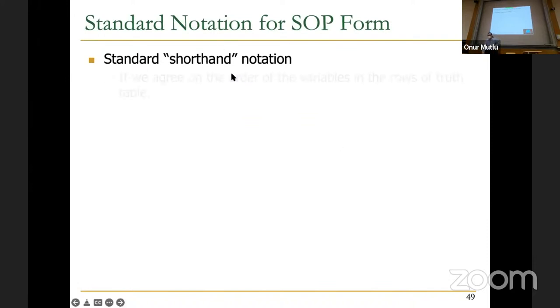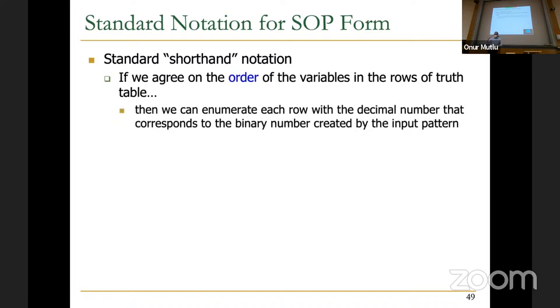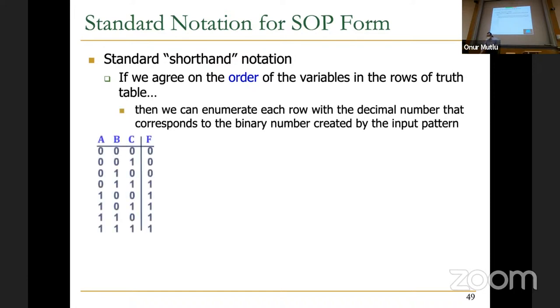Let's talk about standard notation, shorthand notation. If we agree on the order of the variables in the rows of the truth table, then we can enumerate each row with the decimal number that corresponds to the binary number created by the input pattern. Now, what does that mean? This is a mouthful. So let's agree that this is the order of variables, ABC, and we always start with 000, and we keep incrementing binary, right? 000, 001, 010, 011. You see what's happening over here. You basically increment in binary to get to the next row.